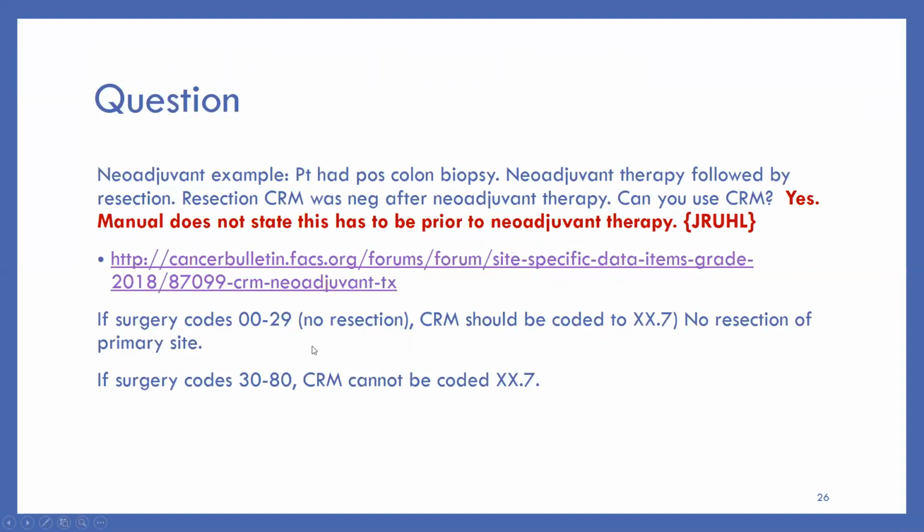Also below that link, if your site-specific surgery codes are 00 to 29, there's no resection, then your radial margin SSDI should be coded to XX.7, no resection of the primary site. If your surgery codes are 30 to 80, then your radial margin cannot be coded to XX.7. So those need to be consistent, and that will be a good interfield edit for you to double check when you're coding those.